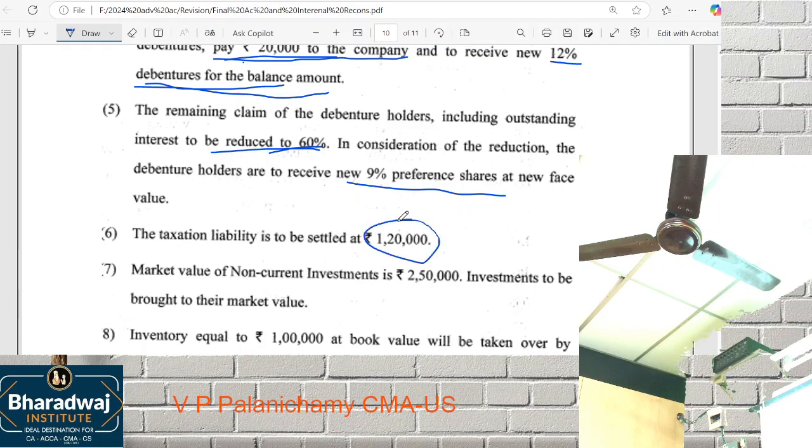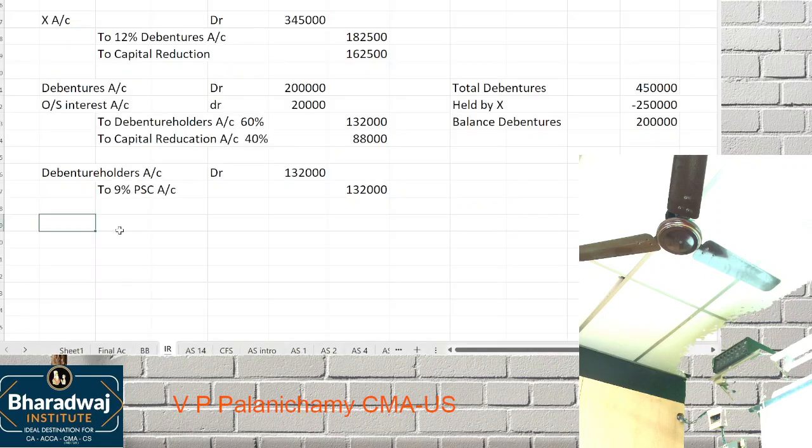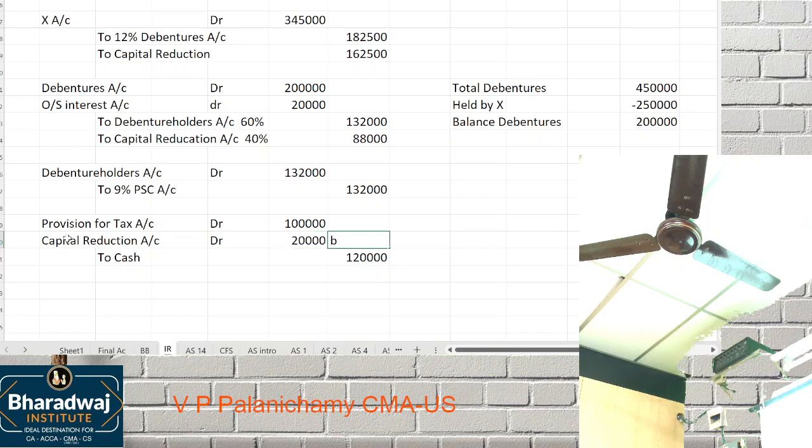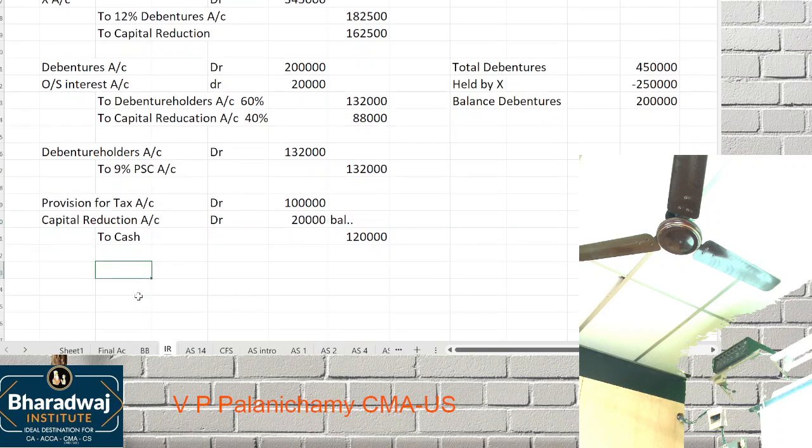Taxation liability is settled at 1,20,000. Balance sheet shows 1 lakh. What is the entry you will pass? Provision for tax account debit. How much is there in the balance sheet? 1 lakh. But we need to pay 1,20,000. The balancing figure will be adjusted in which account? Capital reduction account debit, the balance. What is the balance? 20,000. Excess paid gets adjusted with capital reduction account.